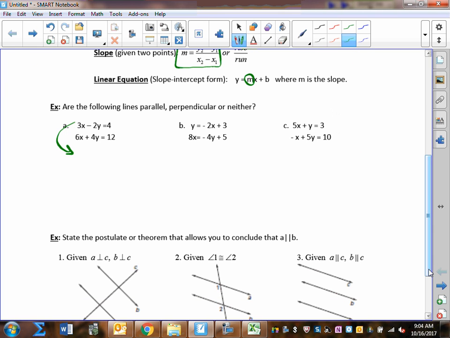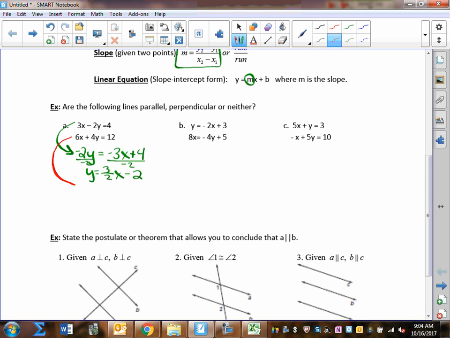Alright, so if I subtract 3x from both sides, I get negative 2y equals negative 3x plus 4. Divide by negative 2. y equals positive 3 halves x minus 2. Alright, so that's my equation for that first one.